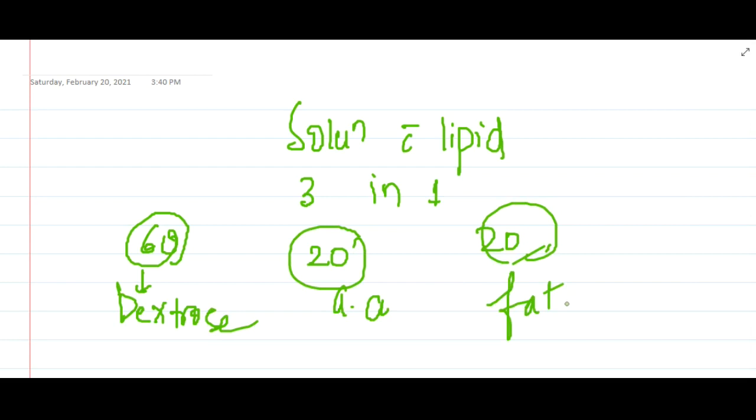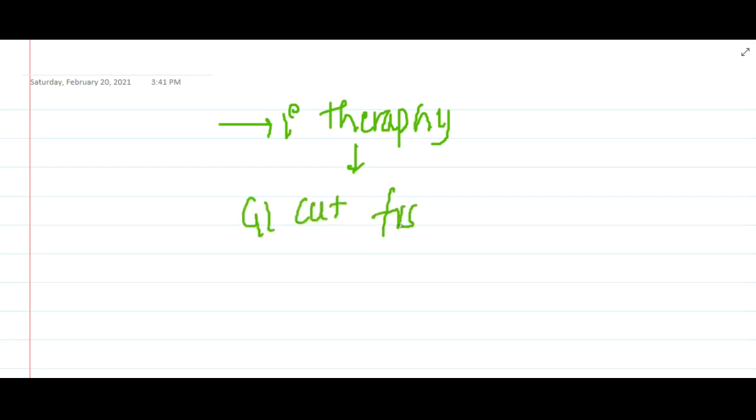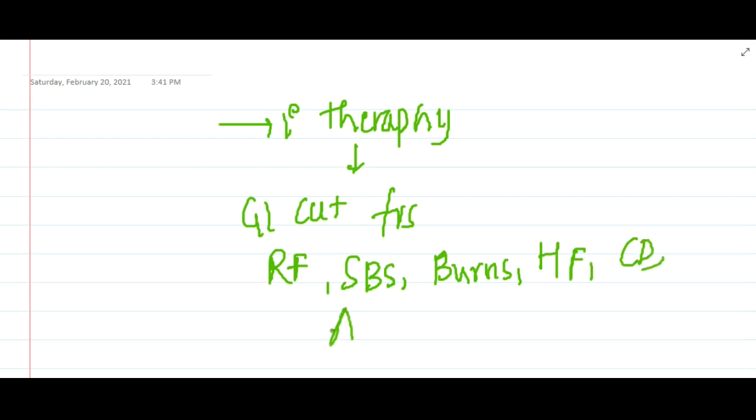Given in this solution with lipid, right? So this solution with lipid is used as a primary therapy. It can be used as primary therapy in GI cutaneous fistulas or renal failure, short bowel syndrome, acute burns, hepatic failure, Crohn's disease, anorexia nervosa. In these cases we can use it as primary therapy.